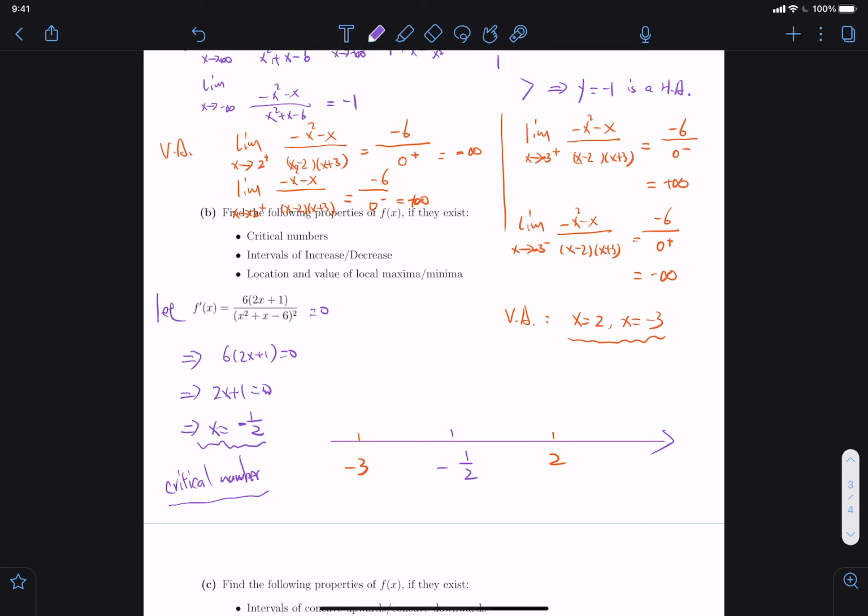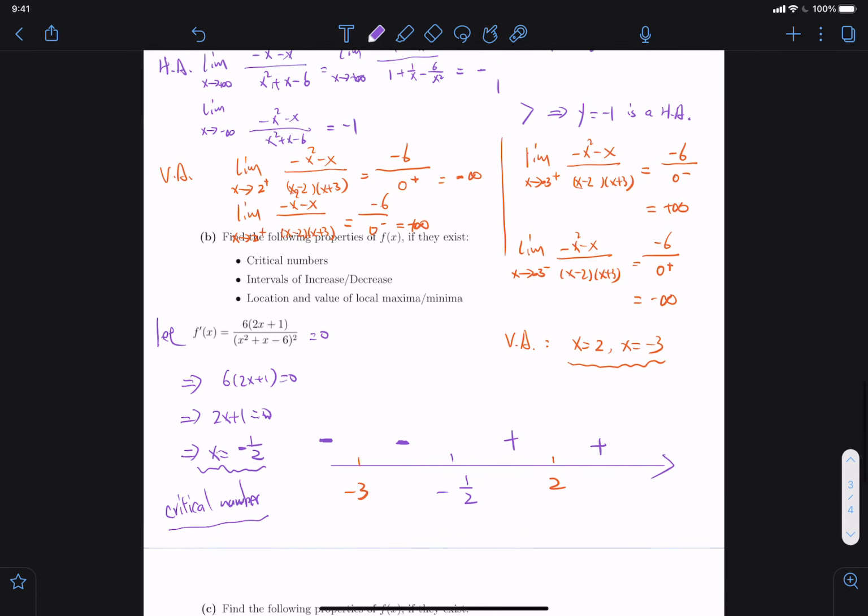We see that there is a square in the denominator, so the denominator is always greater than 0, right? And on the right hand side of negative 1 over 2, the numerator is going to be greater than 0, so it's going to have a plus sign here, and a negative sign here, and negative sign here. It's like that.